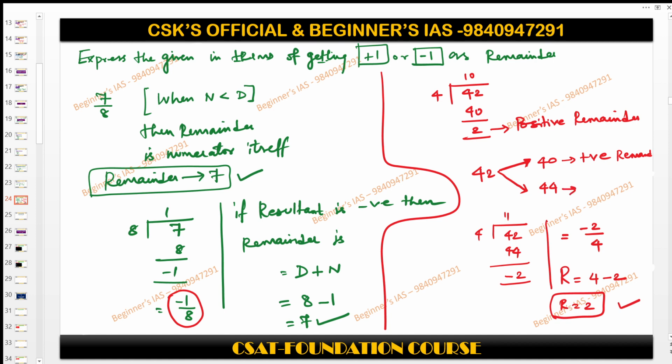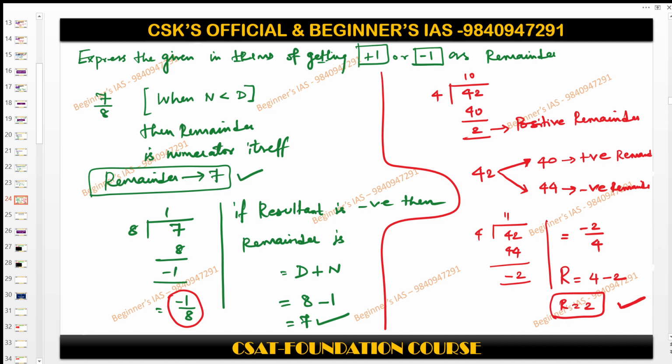This concept is called negative remainder. This concept you can call a positive remainder. Understood? Both the cases we are getting the same answer. See here also 2. This is positive remainder. Positive remainder also we are getting 2 as a remainder. In the negative remainder also we are getting 2 as the remainder. But the procedure you need to follow carefully.